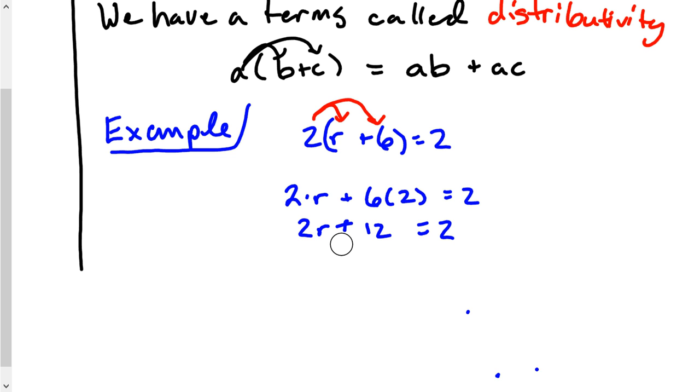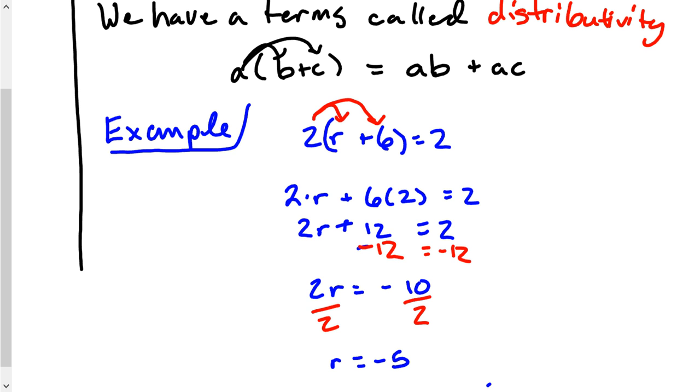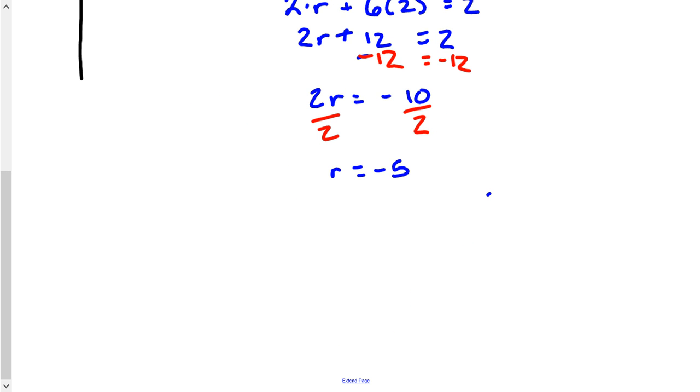Now we will, first step is subtract the 12 over from both sides. There we go. And then that'll leave us with 2r is equal to negative 10. We will divide by 2 to both sides. So r is equal to negative 5. Let's do another one.